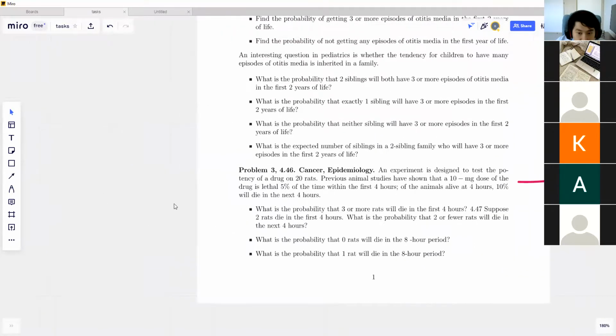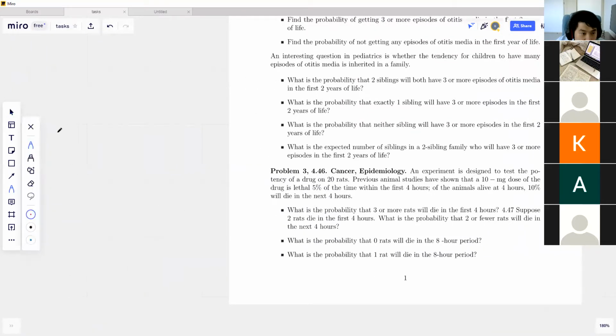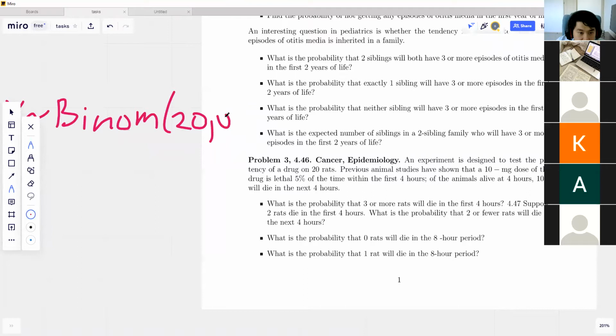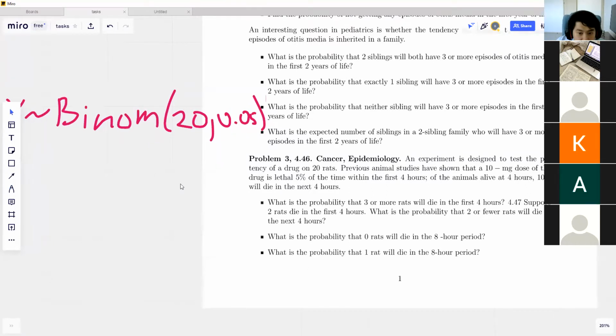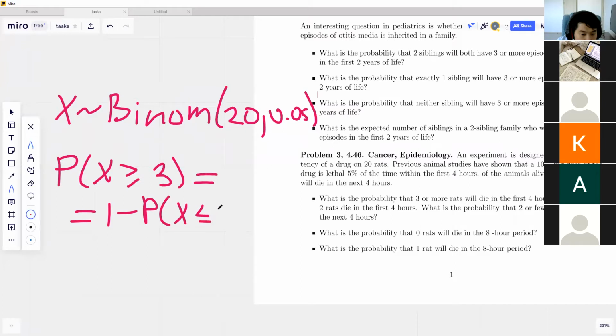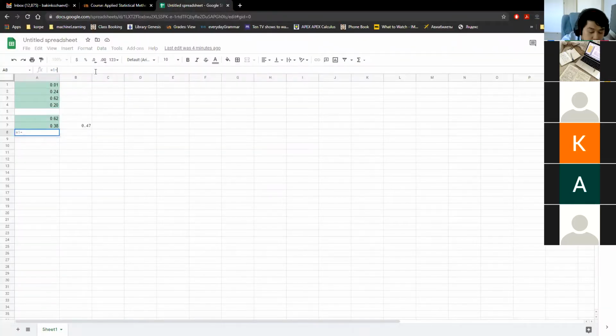What is the probability of dying in the first 4 hours? This is 5%, right? Then we are looking for a binomial random variable X that follows a binomial distribution. Number of rats n is equal to 20. Probability of success in the first 4 hours is 0.05. Then we need to find the probability that 3 or more will die in the first 4 hours. So this is 1 minus the probability X is less than or equal to 2. So 1 minus BINOM.DIST, number of successes is 2, number of trials is 20, probability of success 0.05, cumulative true. Okay, so this is 8%.